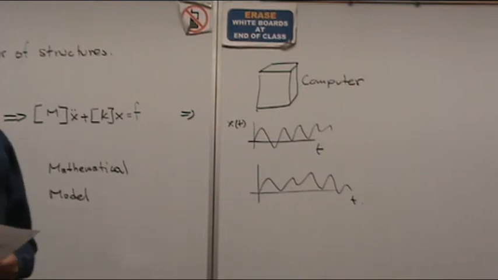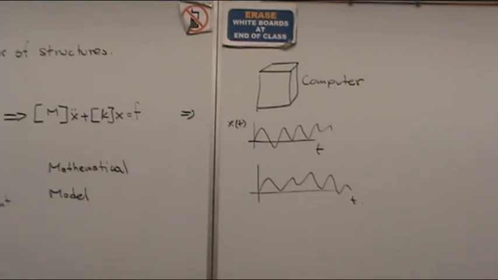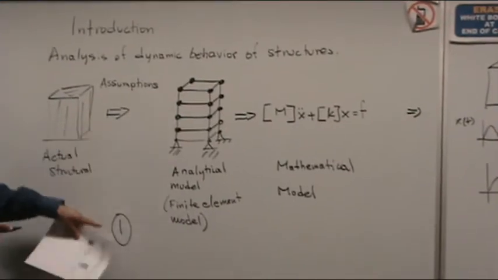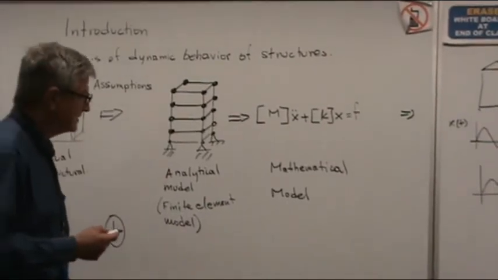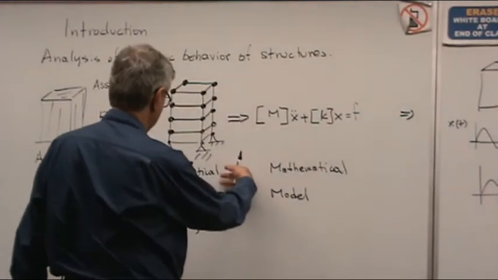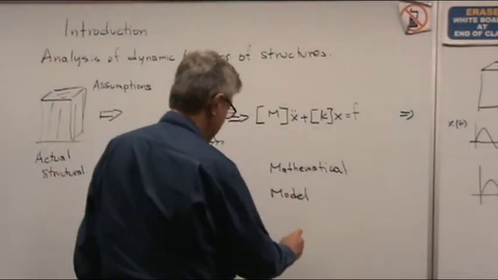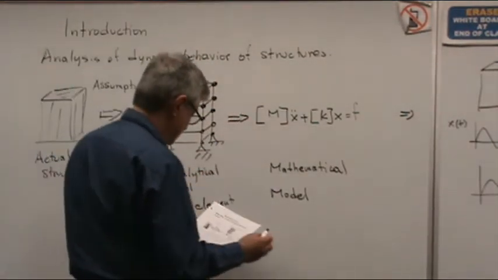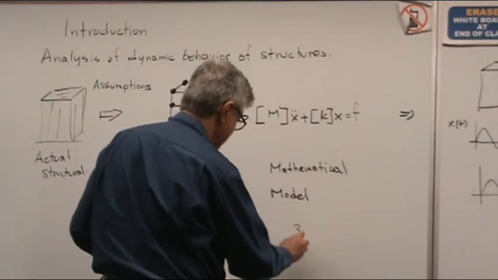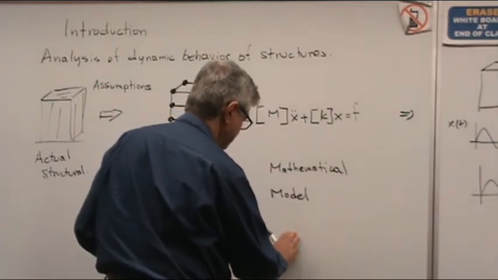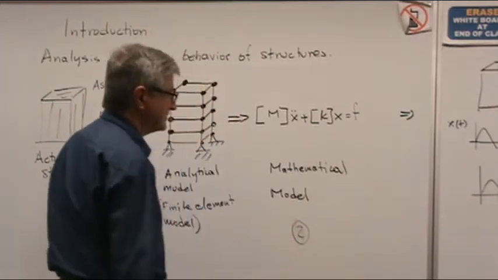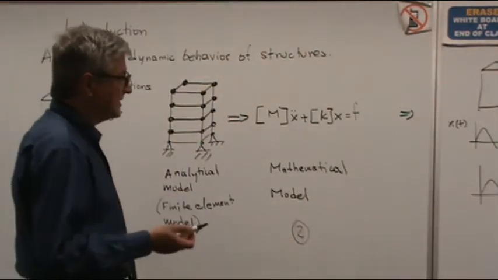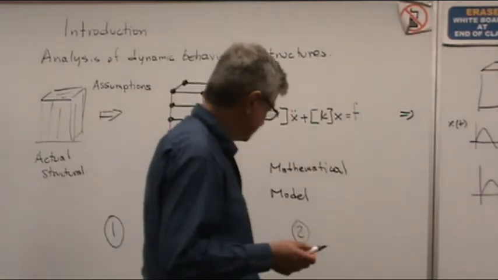Okay. Which of the steps? There are, as we see, 4 steps. The first one is to do a model. So you do some assumptions to do a model. Then this is a conceptual model or analytical model. The second one is the mathematical model, where you convert this sketch here into a bunch of equations. So this is the second step. And then the third step is the solution of the equations.